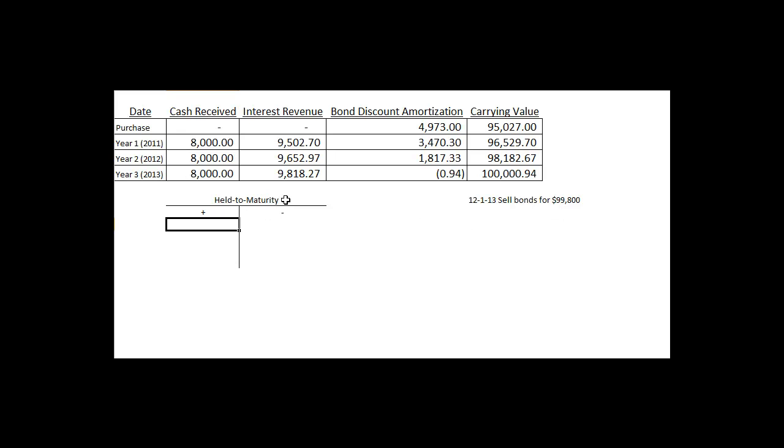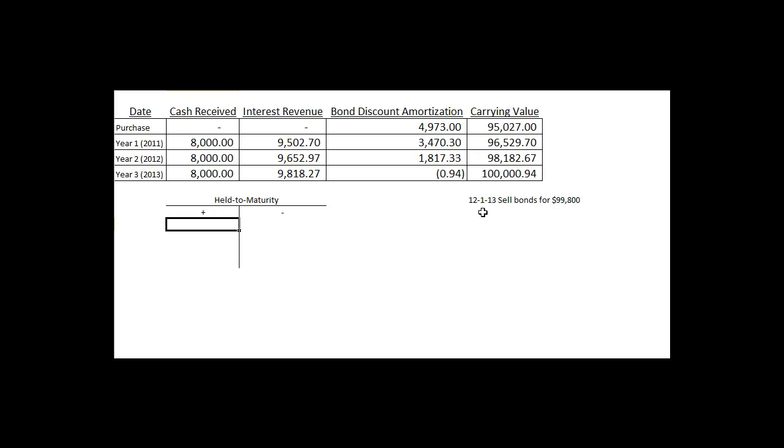Now the first thing we should be asking right off the bat is, if it's held to maturity, why are we selling it prior to maturity? Because that kind of contradicts what we said up front, that we had the intent and the ability to hold to maturity. But you know, it could happen. If it does happen where we sell it before maturity for some reason, here's how you would account for it.